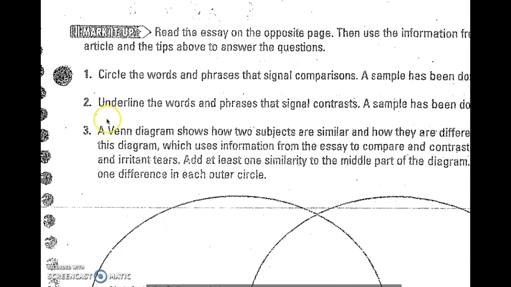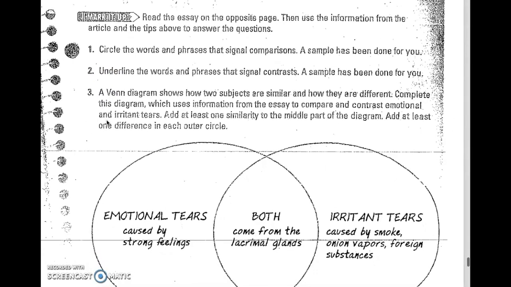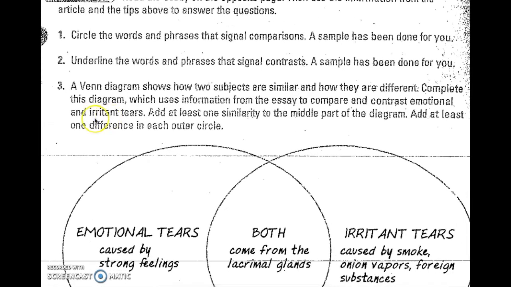Read the essay on the opposite page, then use the information from the article and the tips above to answer the questions. Circle the words and phrases that signal comparisons. A sample has been done for you. Underline the words or phrases that signal contrast. A sample has been done for you.